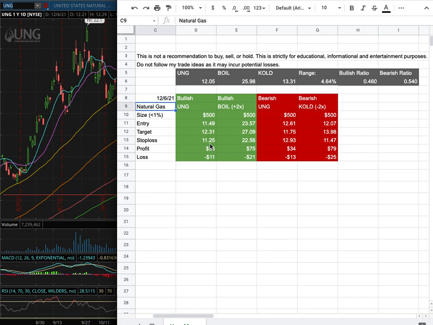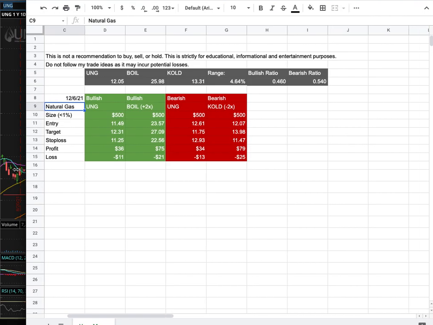However, if I were to open a short position, my entry is at $12.61, and that is this range here. My sell target is at $11.75, and my stop loss is at $12.93. So whichever entry price were to hit first, that'll be my position of the week.